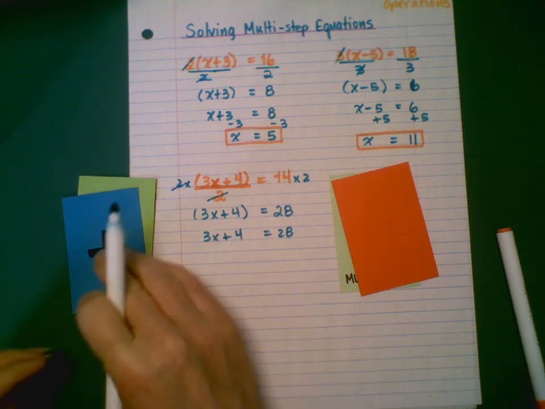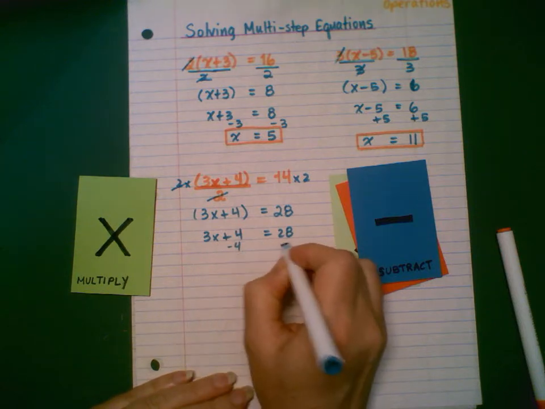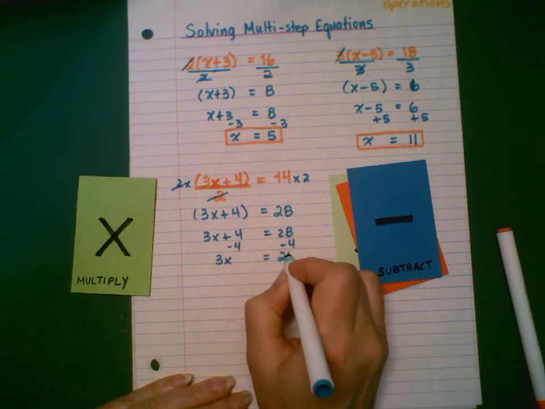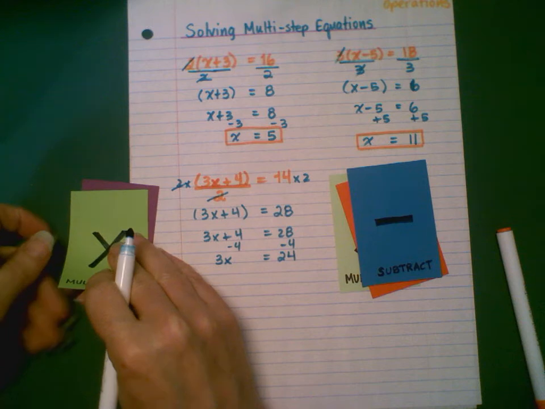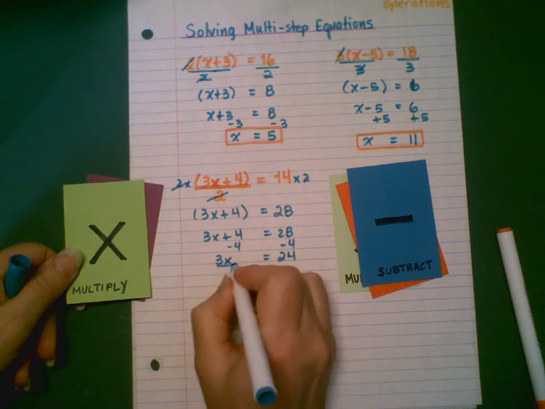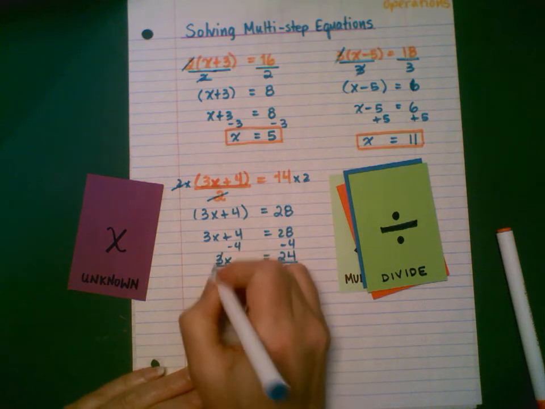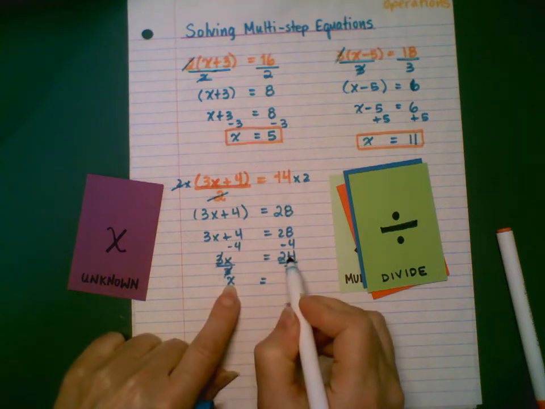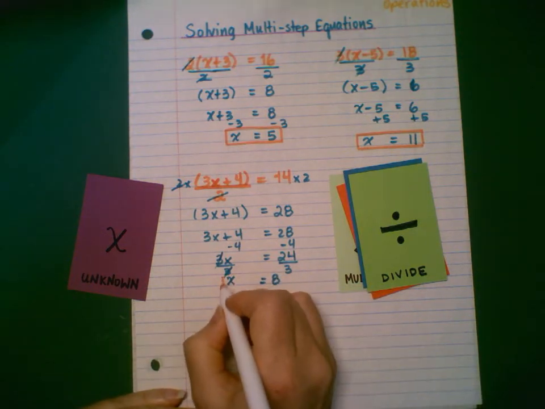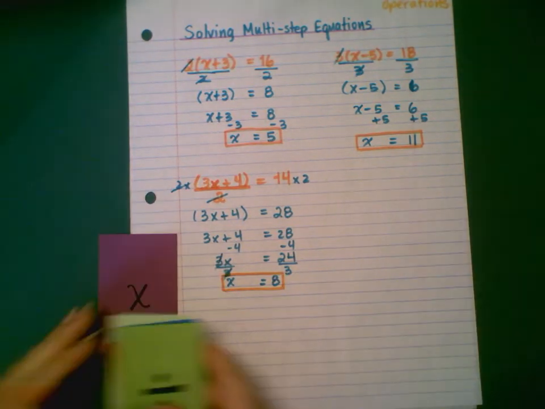Now, I've got this plus 4. I'm going to deal with that by doing a subtraction. That's going to leave me with 3x on the left and 24 on the right. The 3 is a coefficient, it's a multiplier. So to eliminate that, I'm going to divide. And the result of that division, 24 divided by 3, is 8. Okay, one more.